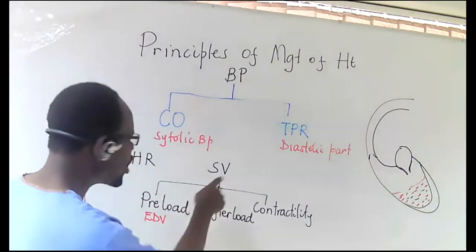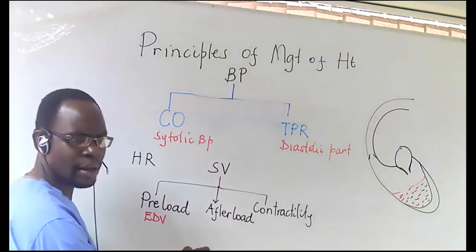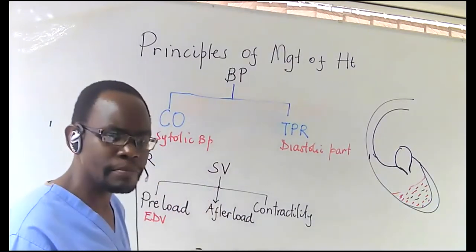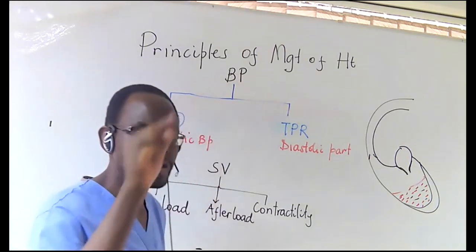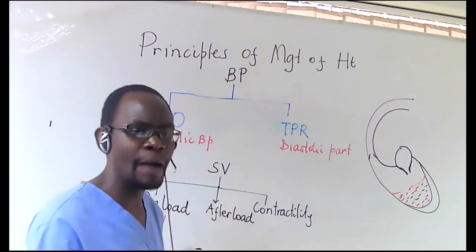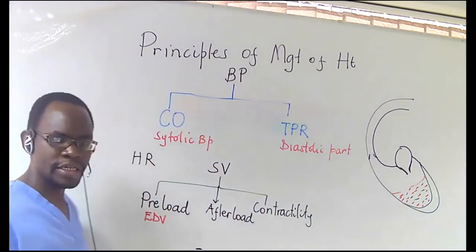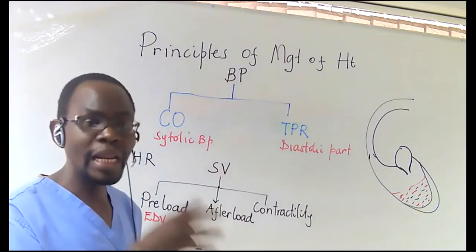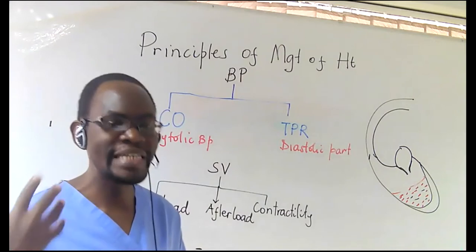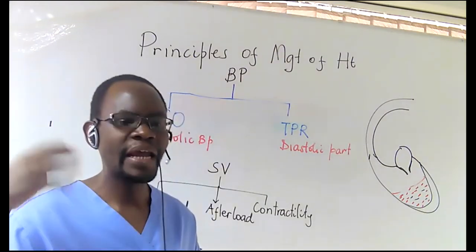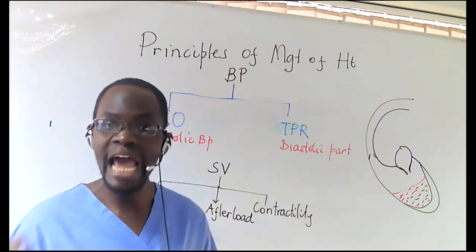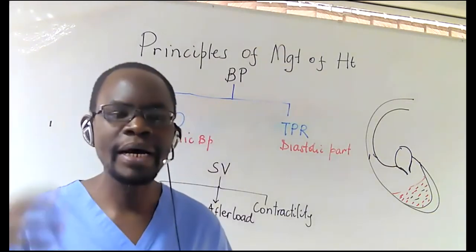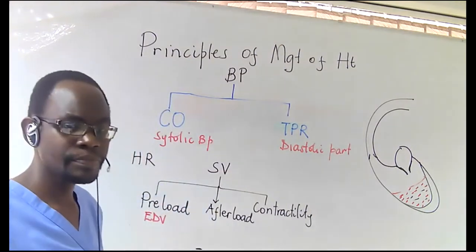So stroke volume is determined by these three things: contractility of the heart muscle, the myocardium; the afterload, which, remember, is the force against which the ventricles have to pump to overcome resistance; and then preload. Understanding these basic principles will help us discuss some of these antihypertensives. Again, I repeat, understanding these basic principles will help us understand how we manage hypertension. Is that okay? Right.